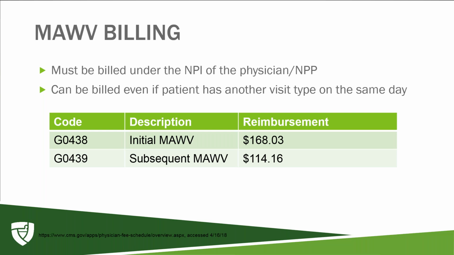There are two different G codes used for MOV billing. The initial MOV is G0438, the first visit after 12 months of Medicare enrollment, and that reimburses at $168 in 2018. Then G0439 is every visit thereafter, once a year, and that reimburses at $114. So, pretty decent reimbursement rates.